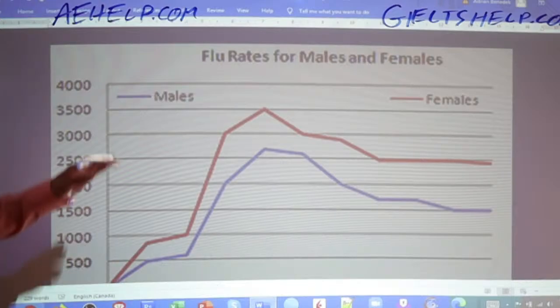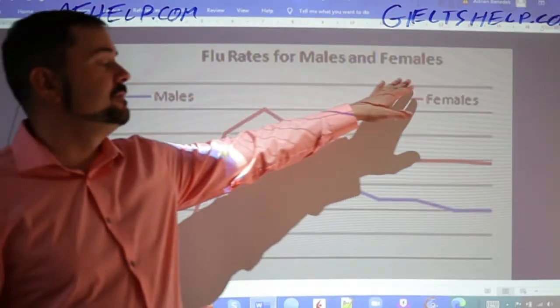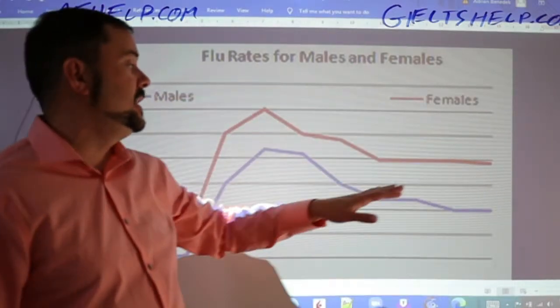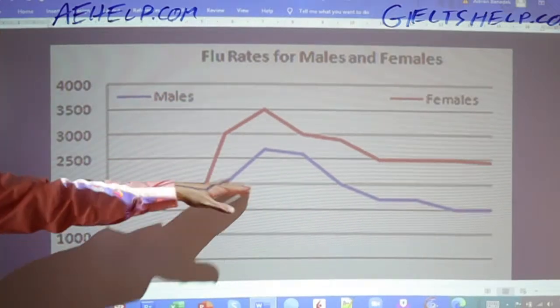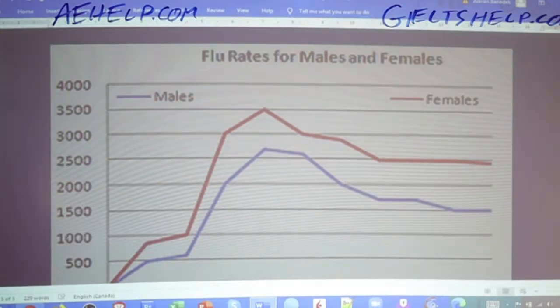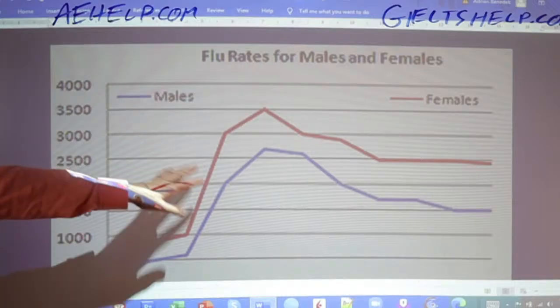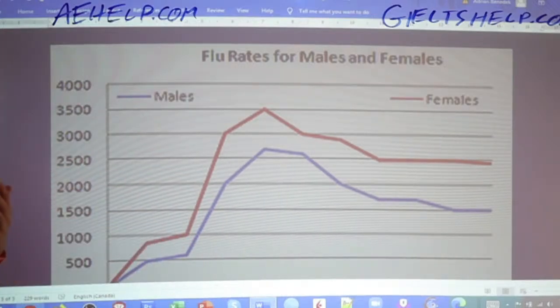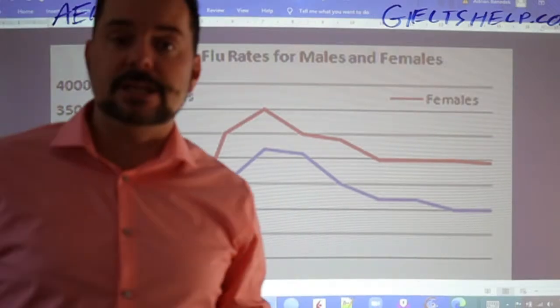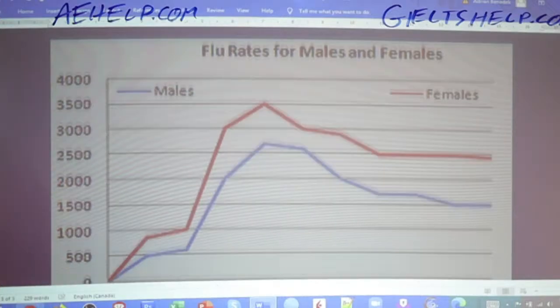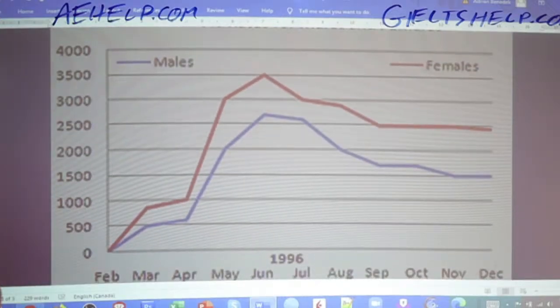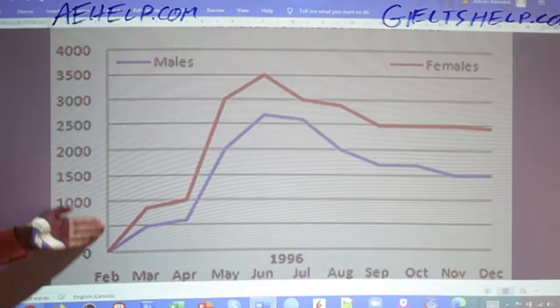So here's the graph. Okay, so flu rates for males and females. Females indicated by the red line, males indicated by the blue line. So this seems to be a flu that affects women a little bit more than men right away. And then, okay, so number of cases, right? So how many, right? And then for the number of cases, we're looking at the y-axis, okay?